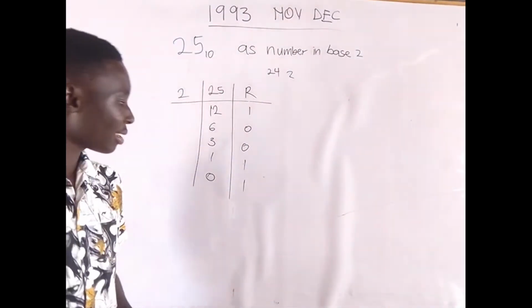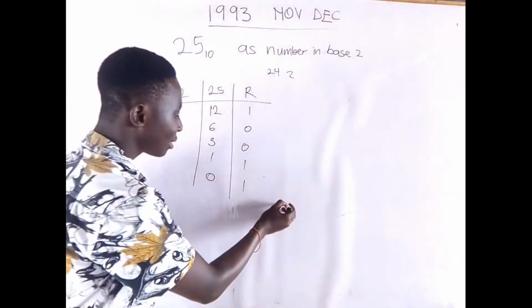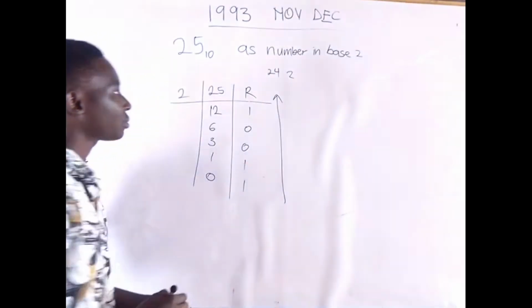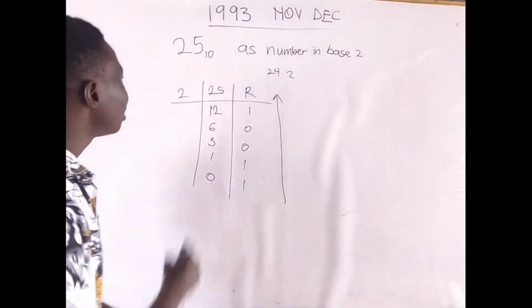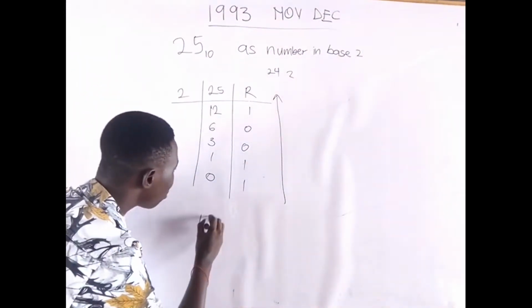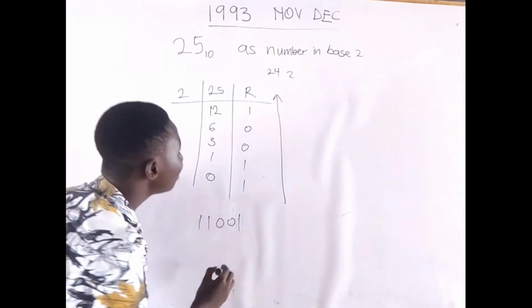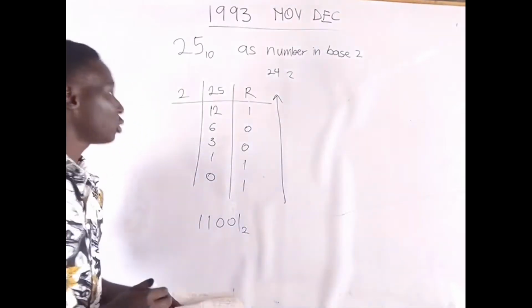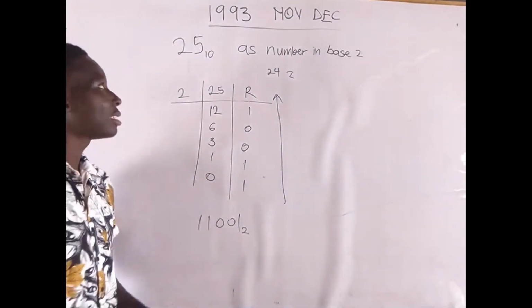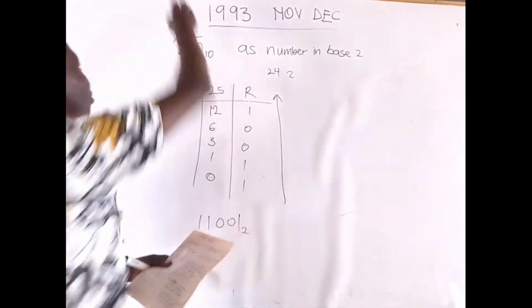So from here, we are going to count it from the bottom to the top. Now, we are going to get 1, 1, 0, 0, 1 base 2. So this is the answer for number 1. So let's move on to number 2.